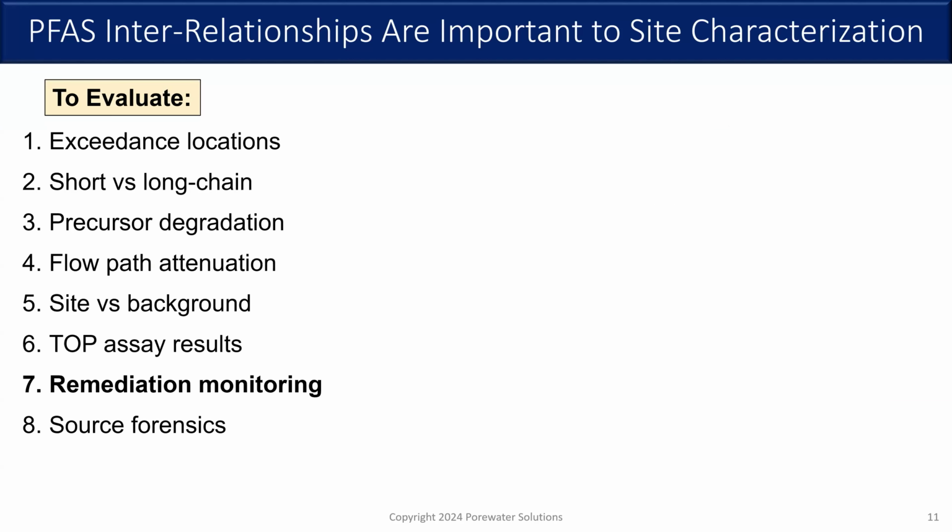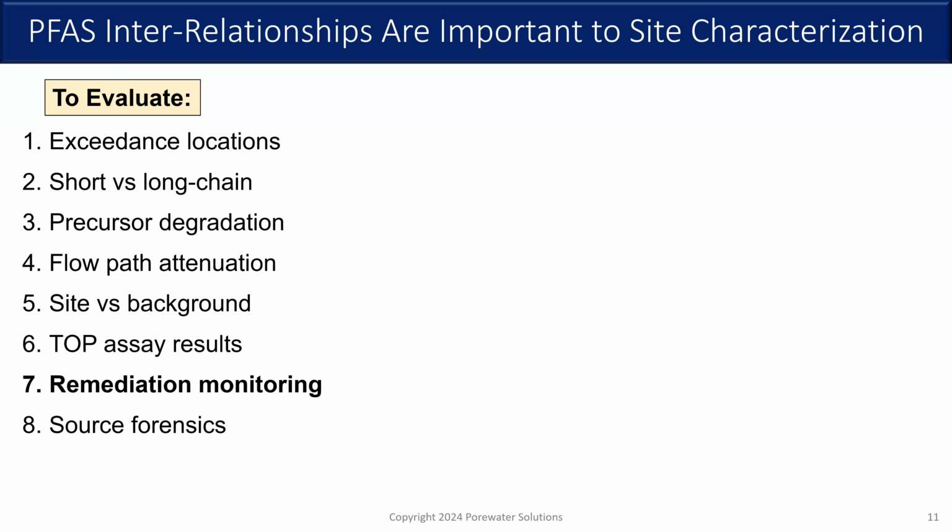So getting back to site characterization, when we're looking at characterizing PFAS sites, there's a lot of different things we need to look at. Where do we have exceedances of all the compounds that are actually regulated? We might be looking at short versus long chain and down through the list. Is degradation occurring? Are we getting attenuation of PFAS along a flow path, which can happen if we're getting forward diffusion into silts and clays? So there's a lot of things here. And you see number 7, that's the one we're going to talk about today, remediation monitoring.